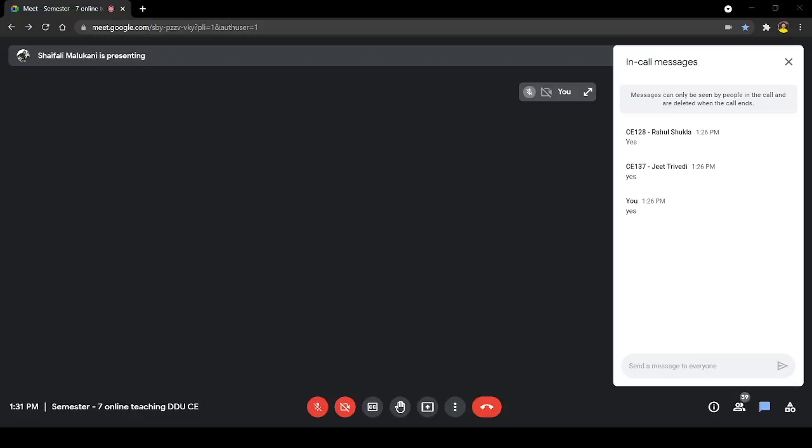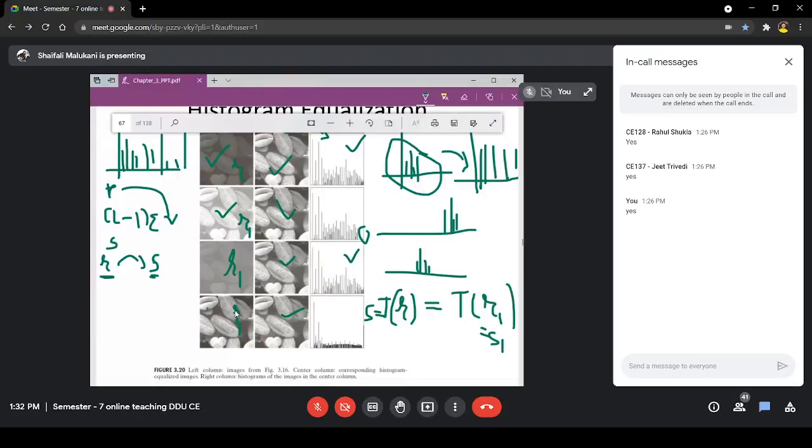So which transformation is that? When input and output images are the same, they are not changed. Which transformation does not change the input image? Is it negative or identity? Yes, it is the identity transformation.